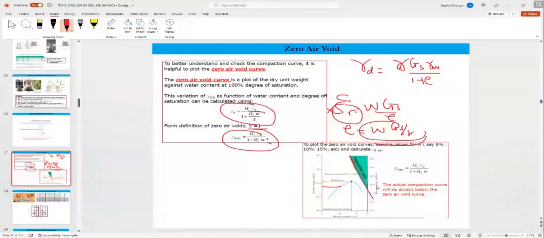Okay. Now, my question is, if you compact soil in the field to a certain dry density, let's say 90% dry density, and then it rains in the field, the soil becomes saturated. The water content of that soil in the field, are you able to determine that?